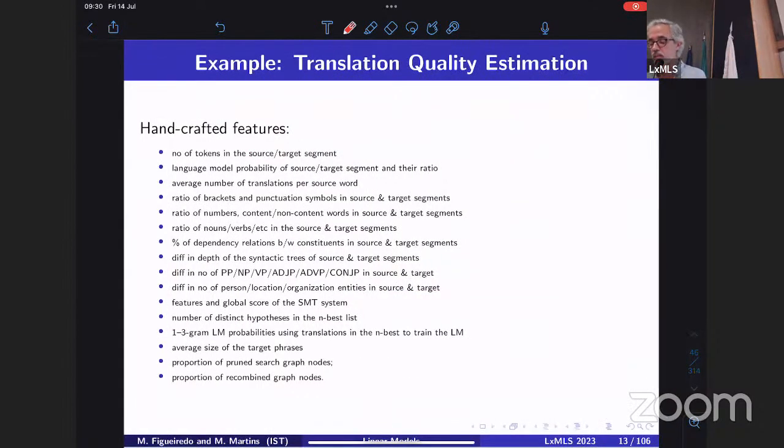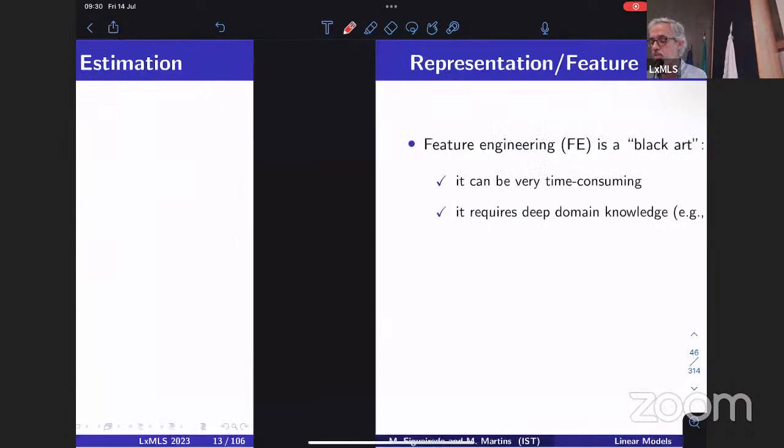And for this, you design lots and lots of different features. You put these all together in a huge vector that contains all these features for the translation: the number of tokens in the source and target segments, language model probability of the source, average number of translations per source word, blah, blah, blah, lots of things. So you see, this requires a lot of domain knowledge. Only someone who knows a lot about translation can come up and find out that these are good features to assess quality of translation. So it's very domain knowledge intensive.